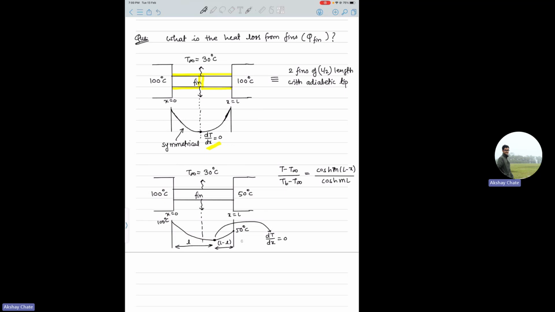So the temperature distribution is given by this formula, and then you can take the temperature gradient. You multiply this, then you'll get Tb minus T infinity here. The cosh(mL) at the bottom will be your constant, so this won't get affected. And you'll get sinh(m(L minus x)), and you will have one minus m multiplication somewhere.